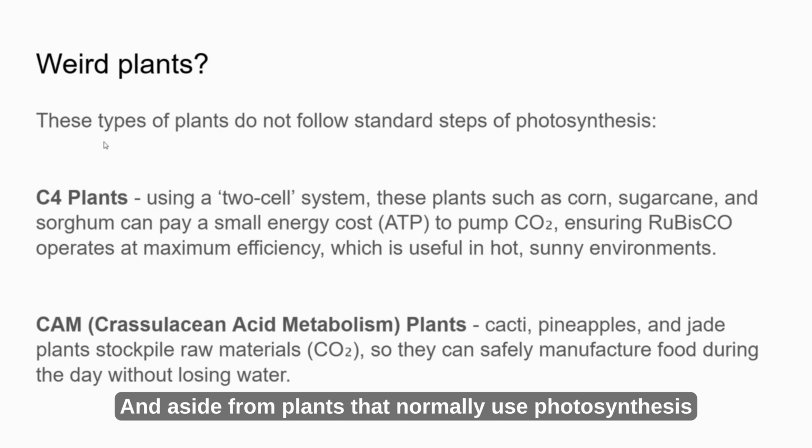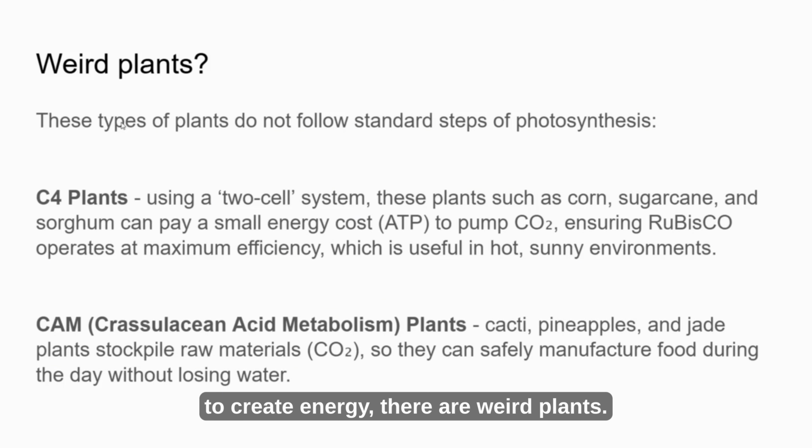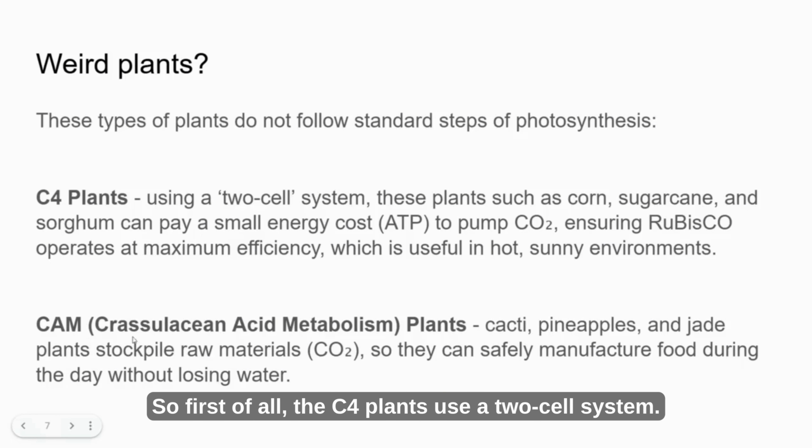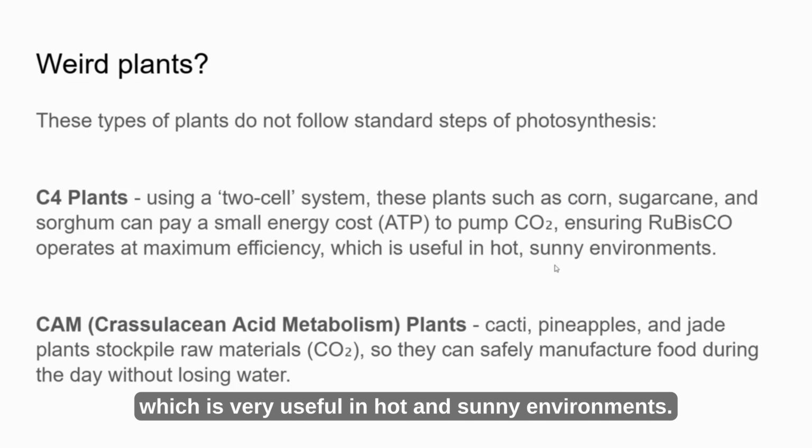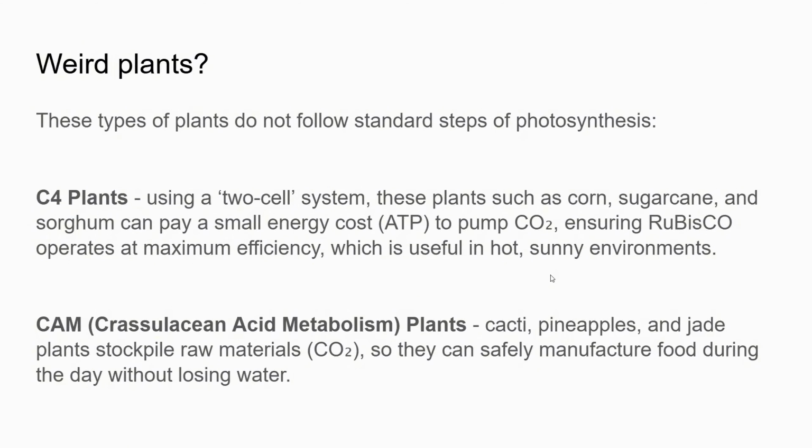Aside from plants that normally use photosynthesis to create energy, there are unusual plants. There are 2 types of these plants, which are C4 plants and CAM plants. First of all, the C4 plants use a 2-cell system. These plants are corn, sugarcane, and sorghum. For short, they pay a small energy cost to bring in CO2, ensuring the cycle operates at maximum efficiency, which is very useful in hot and sunny environments.